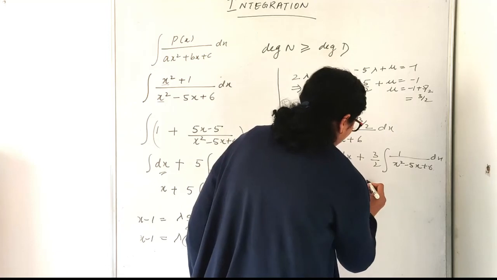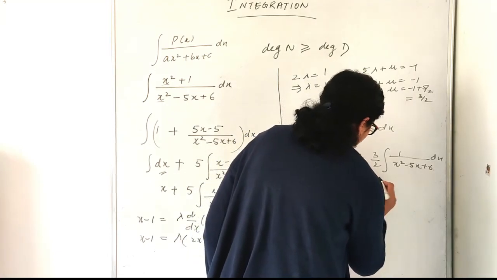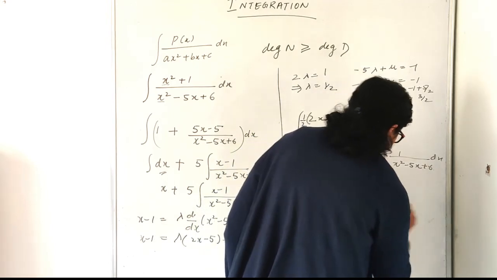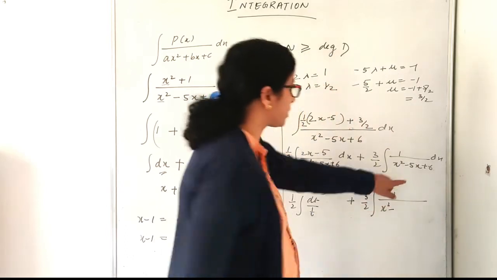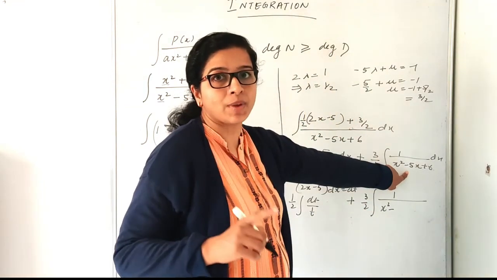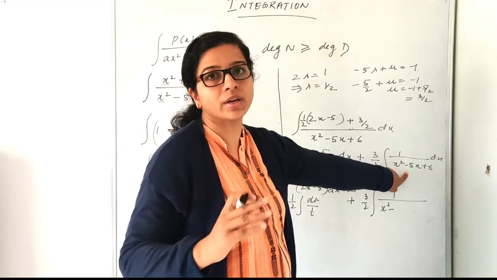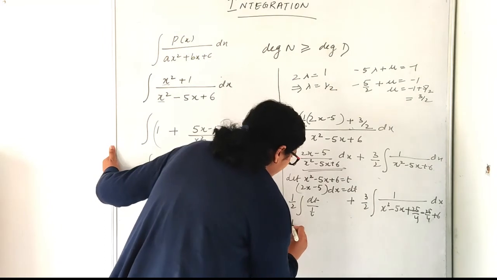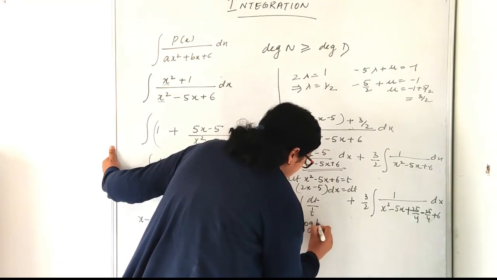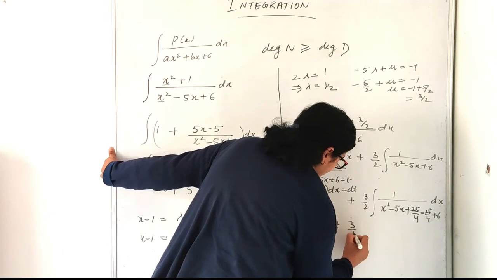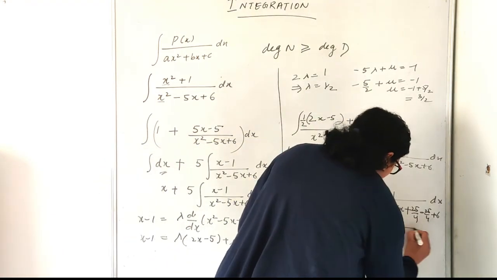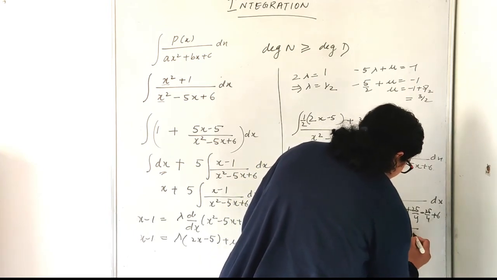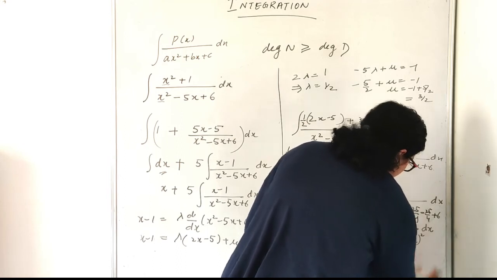In this case, what we have to do is make it a perfect square, right? So what we are going to do: plus 3 by 2 integration 1 upon x square minus 5x plus 6. What is the coefficient of x? 5. Multiply by 1 by 2, square it, whatever comes, add and subtract, right? So this will become half log t plus 3 by 2 integration 1 upon x minus 5 by 2 whole square minus 1 by 2 square dx.